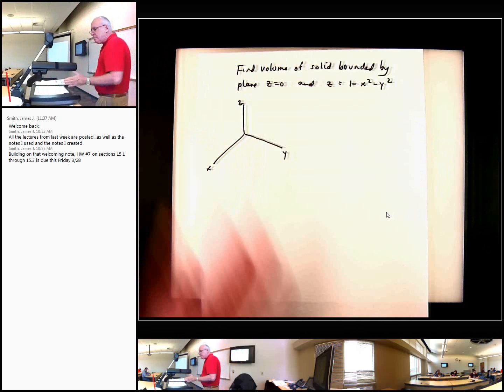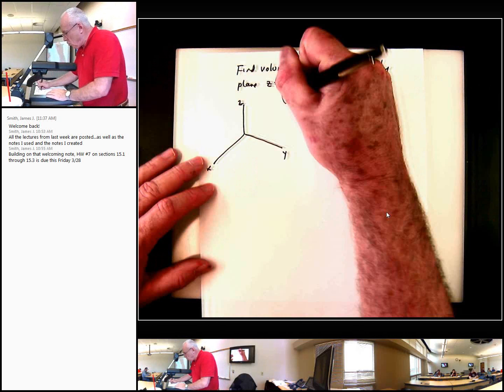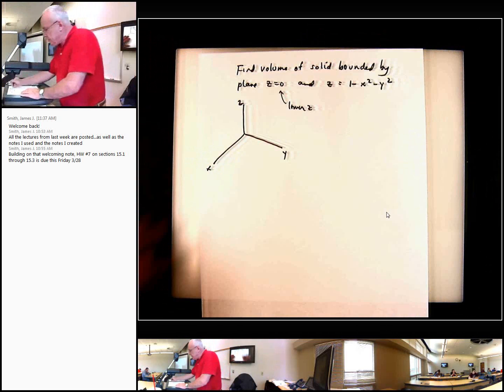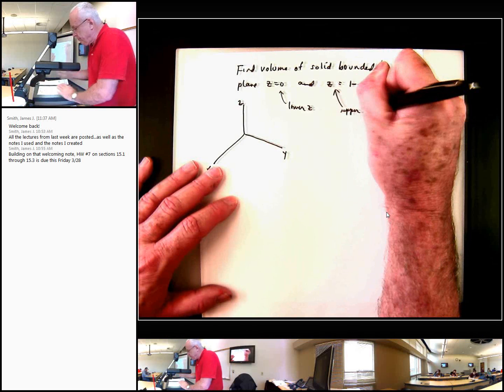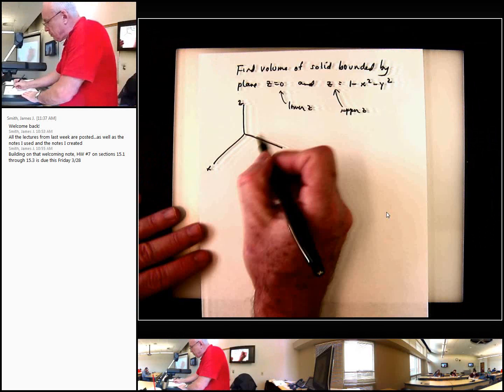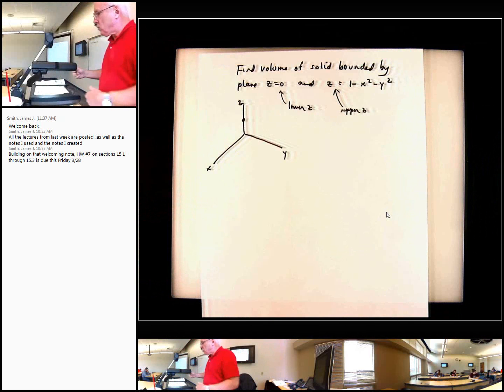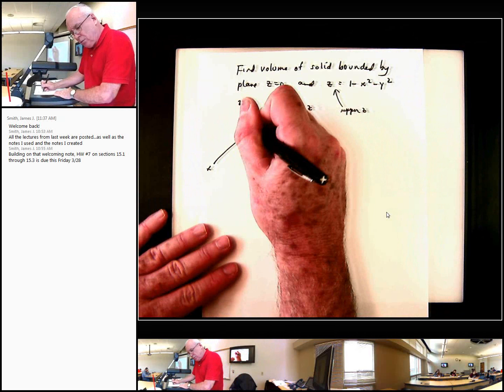Okay, so it's bounded by z equals 0, so that's the flat xy plane on the bottom. This is what I want to call the lower z. This here is going to be my upper z. When x and y are 0, z is equal to 1. And then as x and y get bigger in value, the z value decreases.